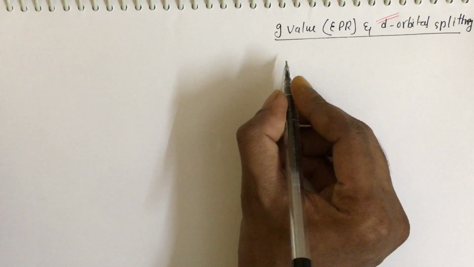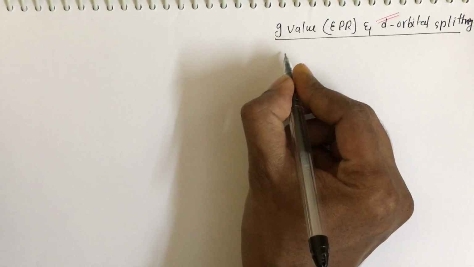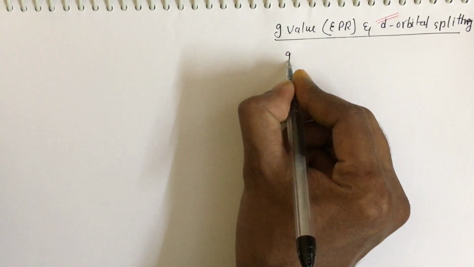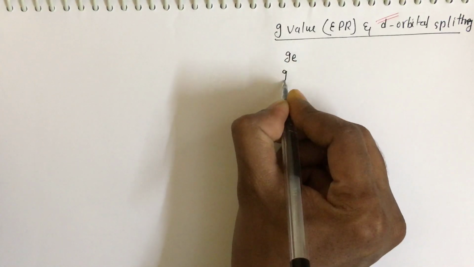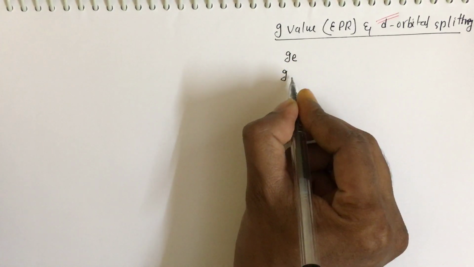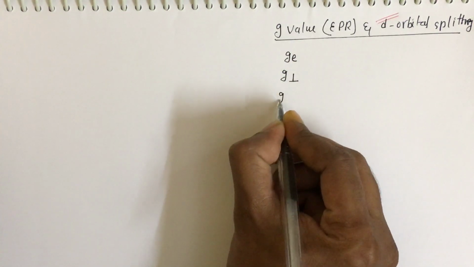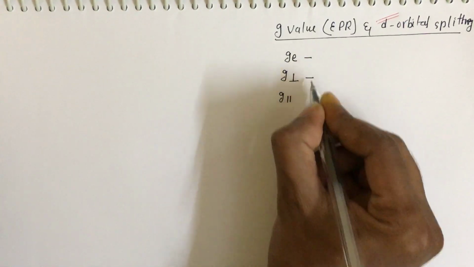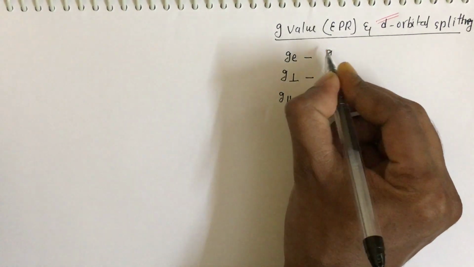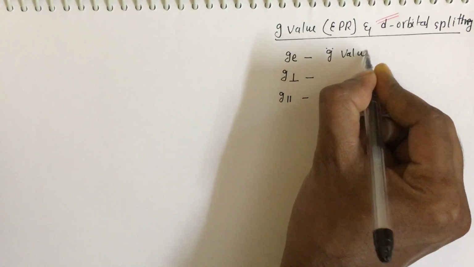I have already made one video on G value, so again I'm going to give a little bit of an idea about G value. There are three terms we have: GE, G perpendicular, G parallel. GE means the G value of a free electron.